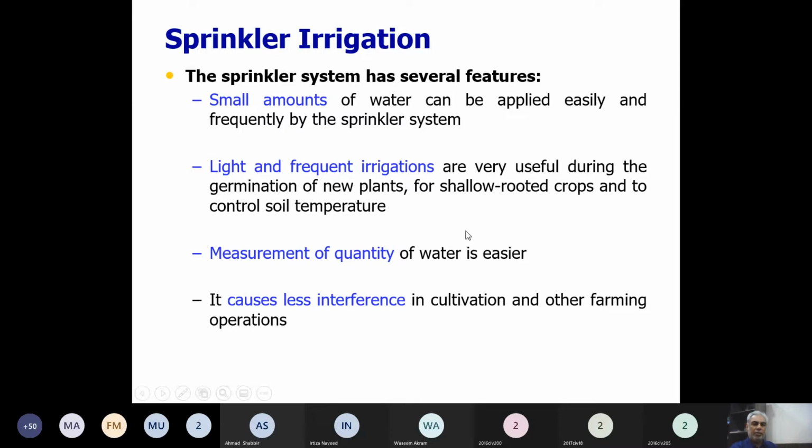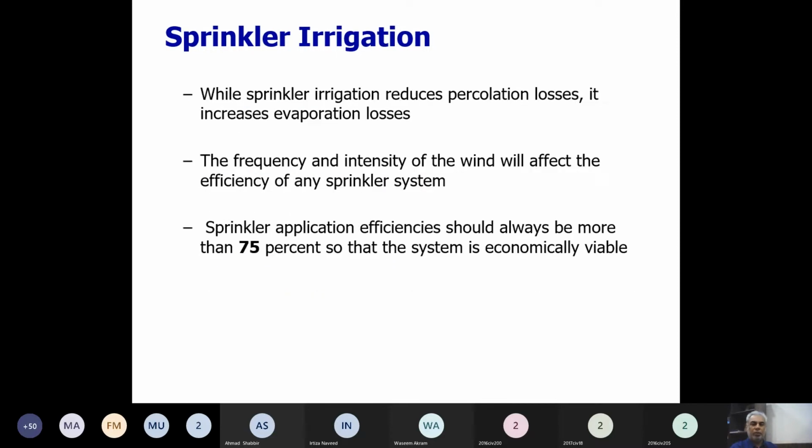Another advantage, which is not written over here, is that we can apply fertilizer, herbicide and pesticide by mixing them with the water which is being pumped, which is being supplied to the sprinklers. We can easily mix those in liquid form into the water, and that can be automatically applied along with the water.